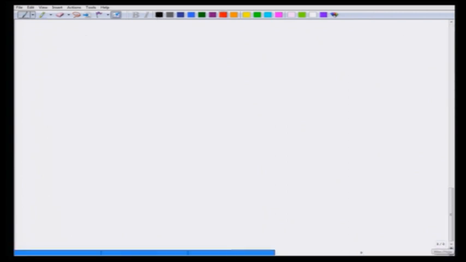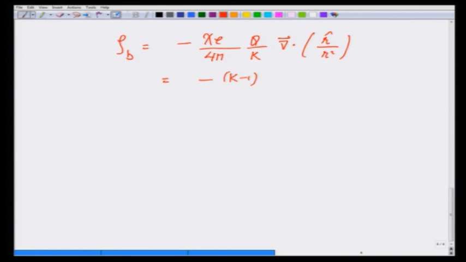To recall, rho bound comes out to be minus chi e over 4 pi q over k divergence of r over r square, which is nothing but minus chi e is k minus 1 over k times q delta r. Precisely what we found earlier, but now we have seen it mathematically.